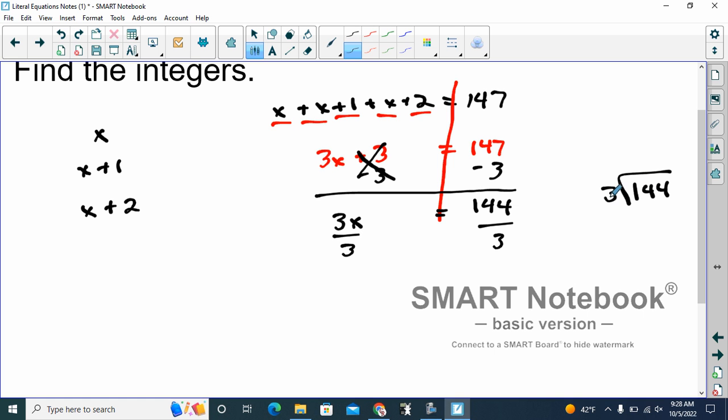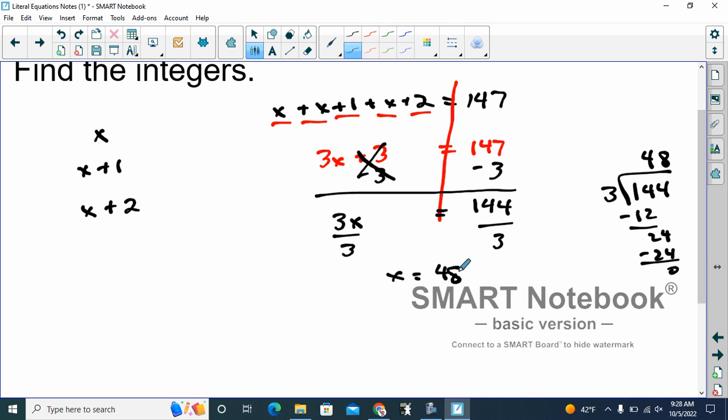144 divided by 3. 3 times 4 gives me something less than 14. 4 times 3 is 12. Bring down your 4. How many times does 3 go into 24? Exactly 8 times with a remainder of 0.